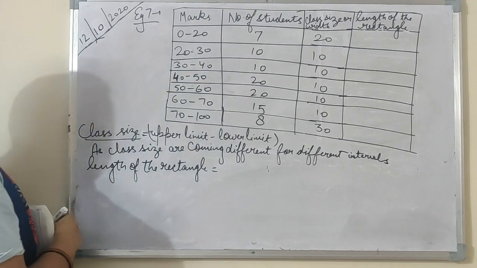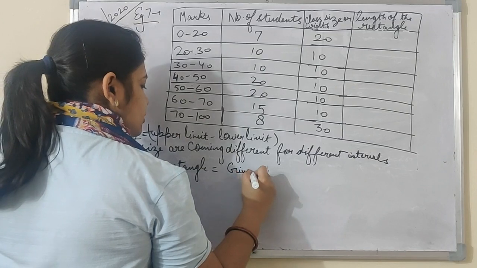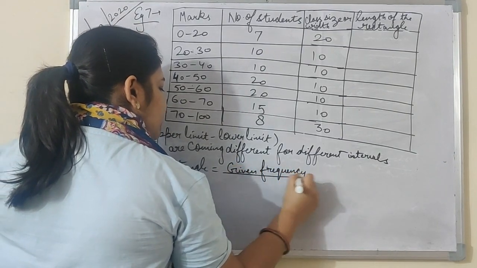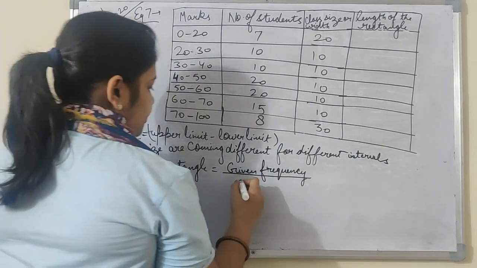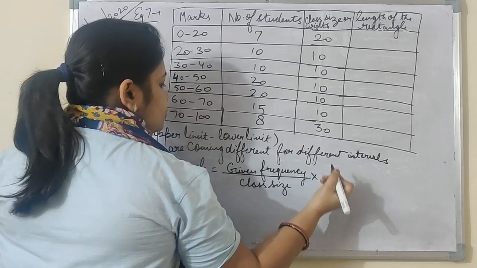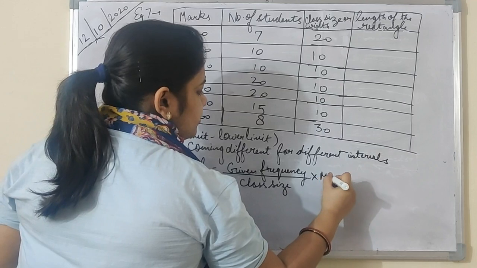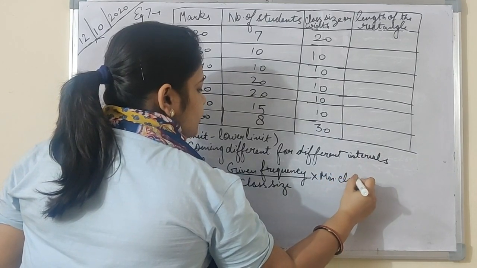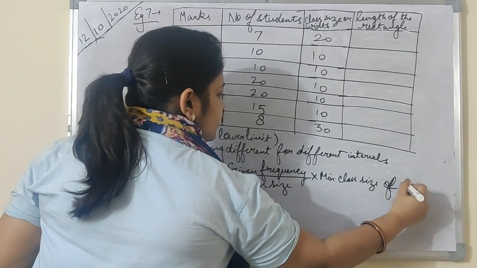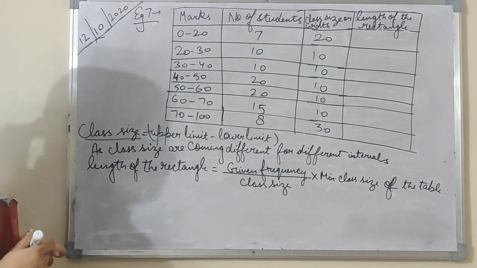The formula for this is the number of students, meaning the given frequency in the table, divided by what you will write? The class size of that particular frequency, into what you will be writing? The minimum class size of the table. So this is the minimum class size of the table. So this is the formula for finding the length of the rectangle.